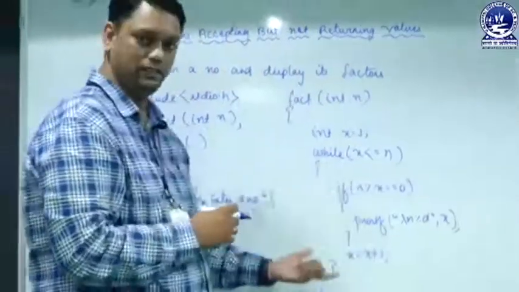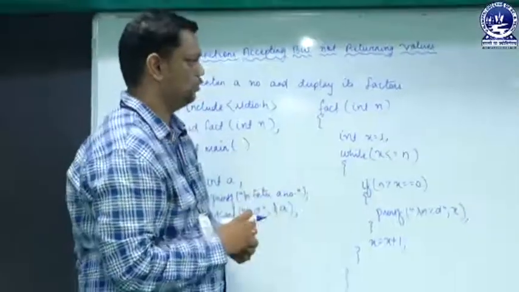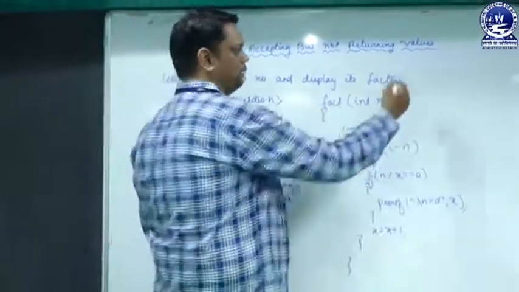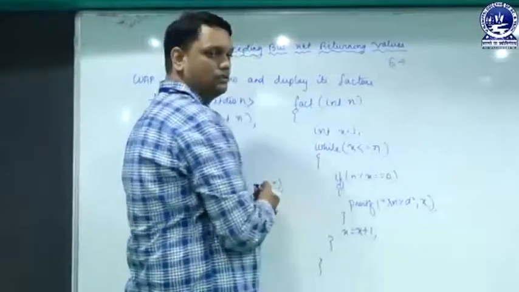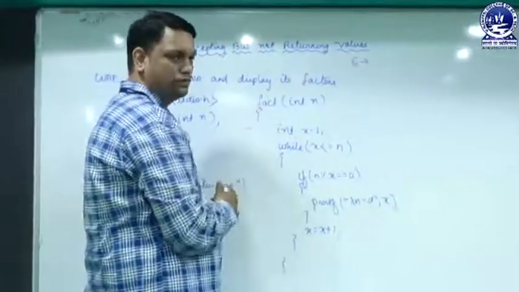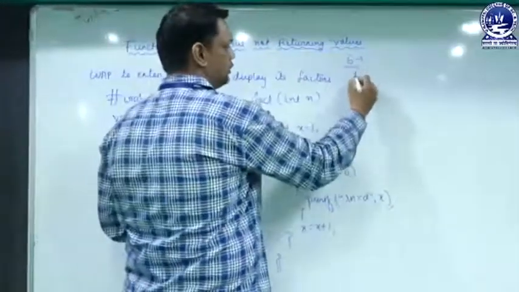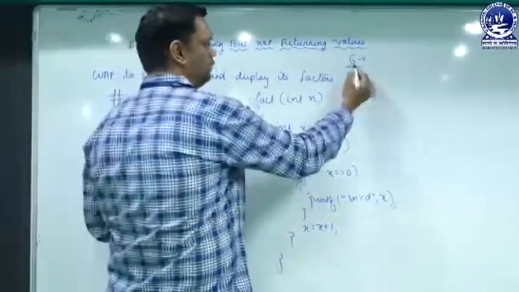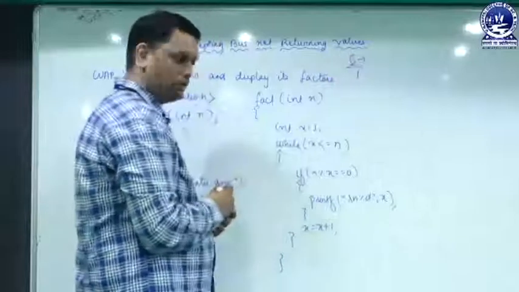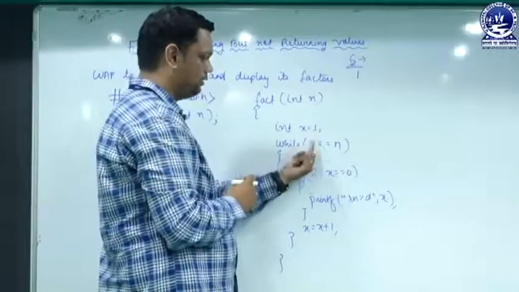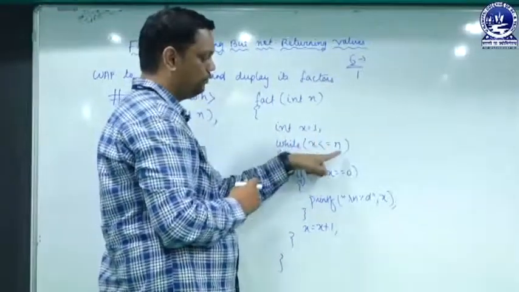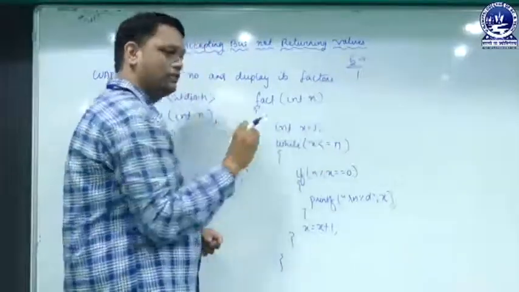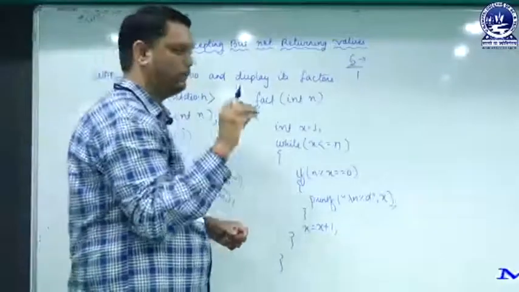So why have I written this? What is the logic of factors? It's simple. Let's say I will enter the number 6. What are the factors of 6? As we know, the factors of any number always start with 1 and move up to the number. That's why I have started the loop from 1 and it will move up to n. Whatever number you enter, it will always start from 1 and move to that particular number.